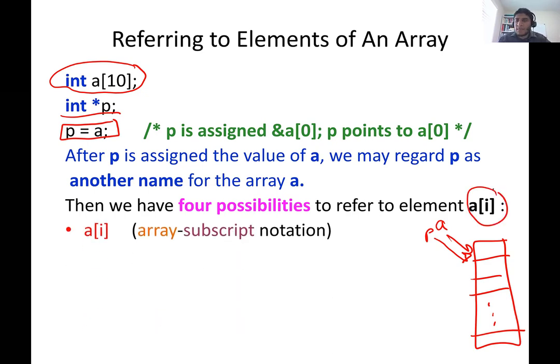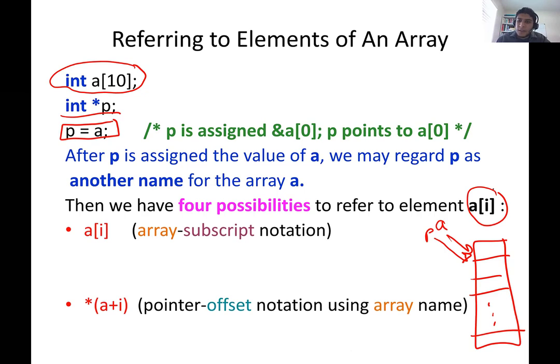The first way is the simple way that you guys know from Python or MATLAB or any other language. You just do the indexing way. It's called array subscript notation, because you just say the array name and then you state the index. Good, that's an easy one. The second one that can use the array name, which we have seen from the last slide, is the pointer offset notation using the array name. So you just say A is a pointer to the first element, adding i to it will take you to the address of A[i], and then you do dereferencing.